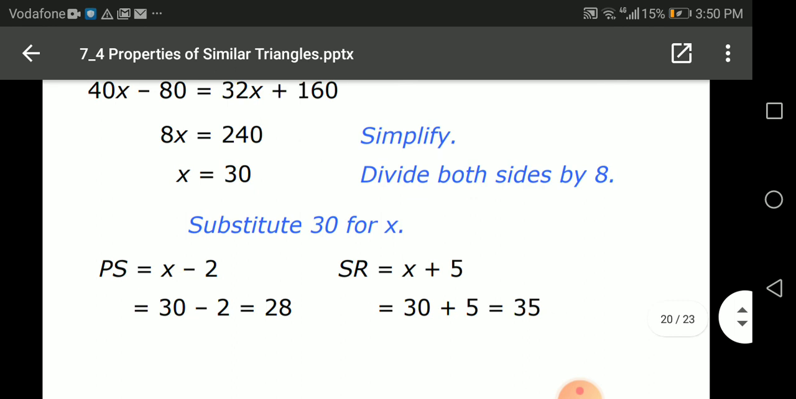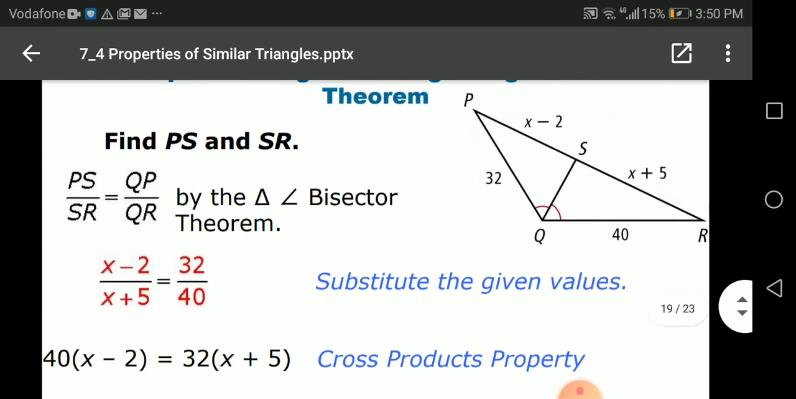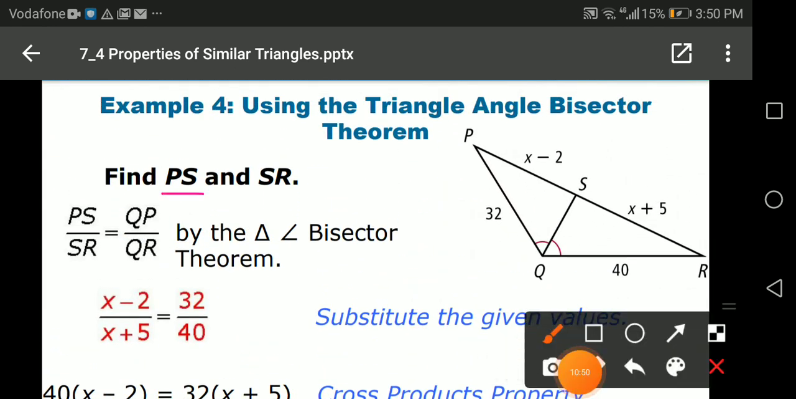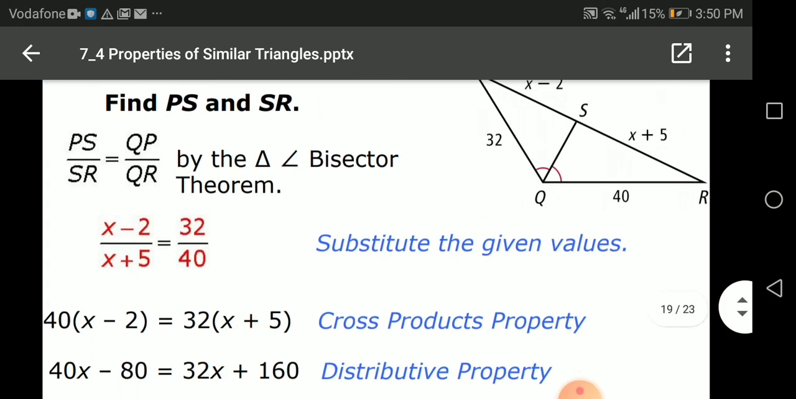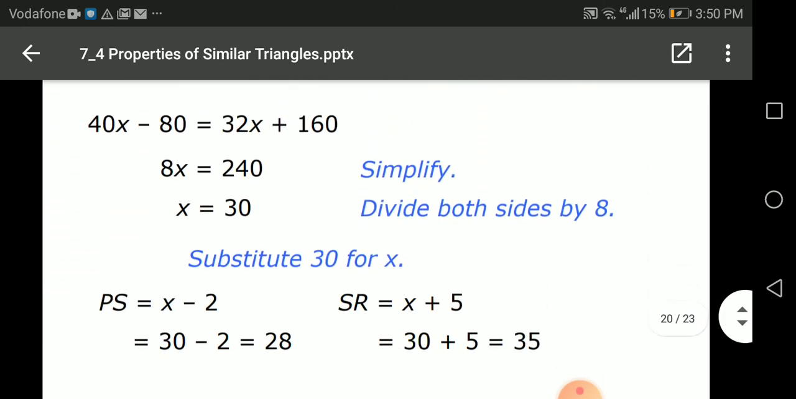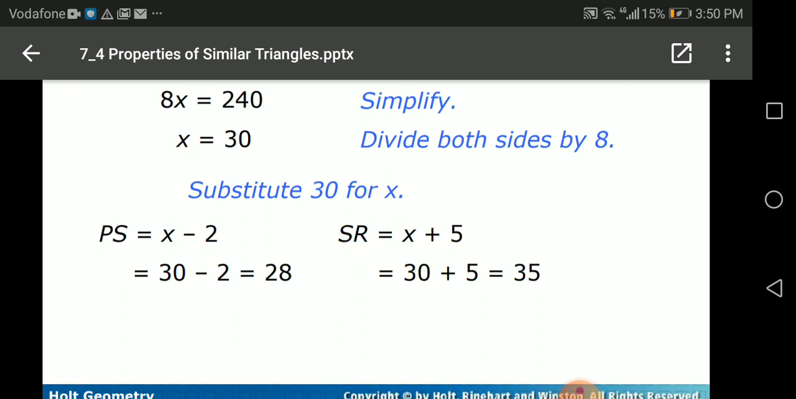Substitute the value of x to get the segment PS. Remember, he asks me about the segment PS. PS is x minus 2. I got x as 30, so 30 minus 2 gives me 28, then SR.